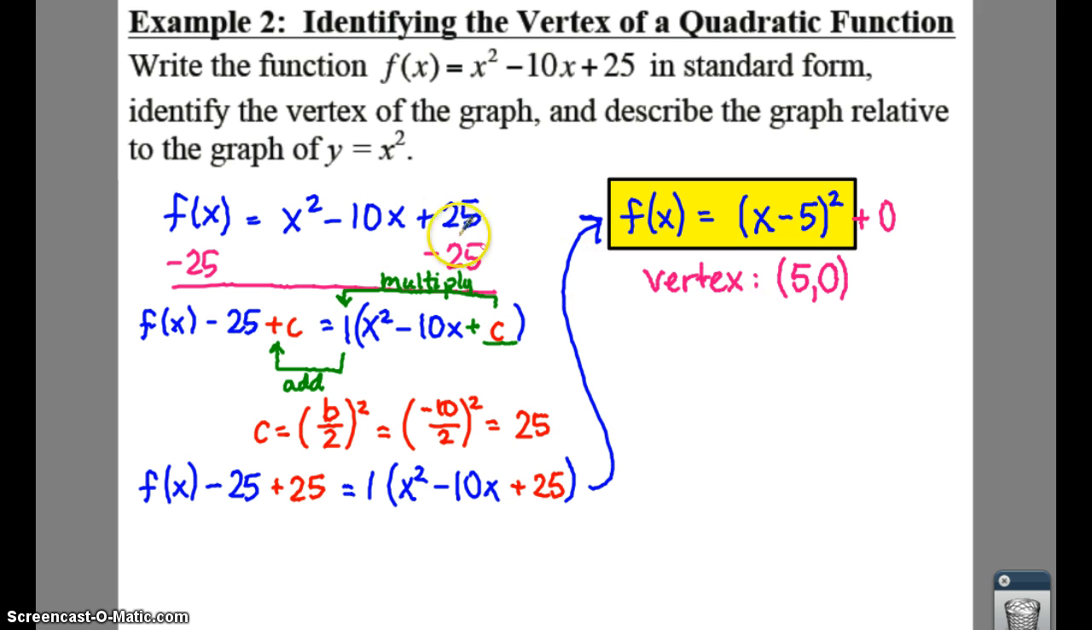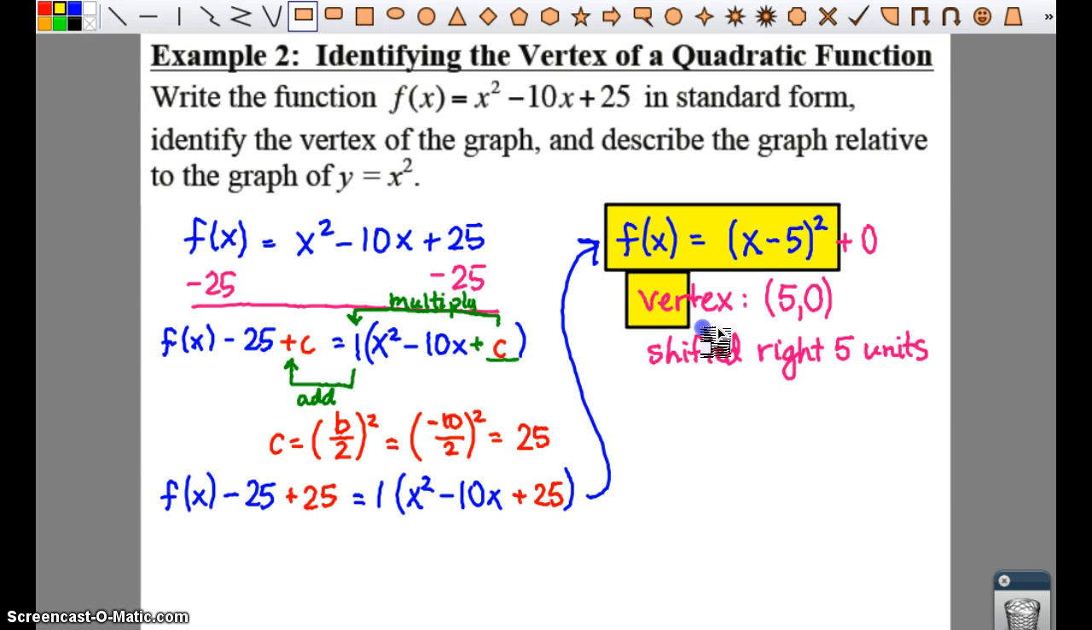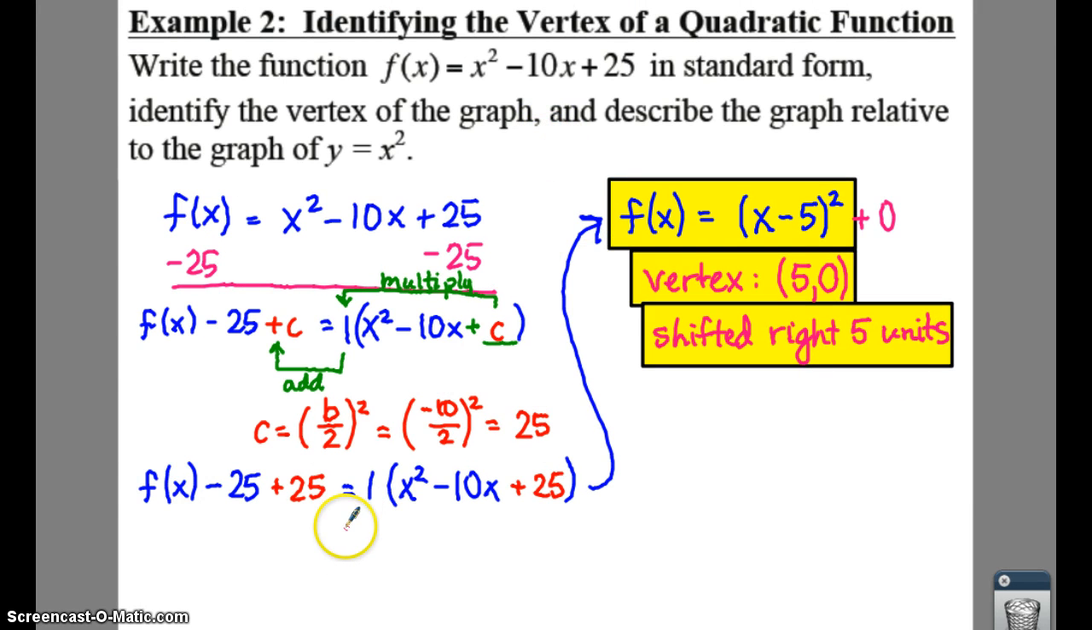So if we want to describe this relative to our parent function, remember your parent function is centered at the origin. Well, this is shifted right 5 units. It's not shifted up or down. It's not reflected. It is also not stretched or shrunk. So there's your example on how to put something in standard form, how to find its vertex, and how to describe its graph relative to your parent function.